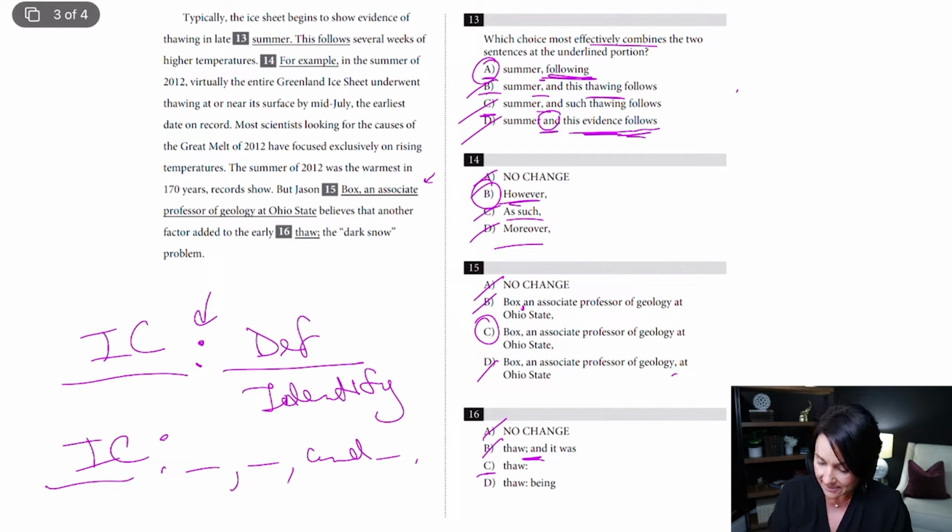In this case, C is correct. D is not correct. Thaw being the dark snow effect, it's just adding extra words that you don't need, and don't do that. So cross that off. You can use a colon here. So it says Jason Box believes that another factor added to the early thaw, colon. Now we're going to tell you the dark snow problem. You can definitely use that colon there.